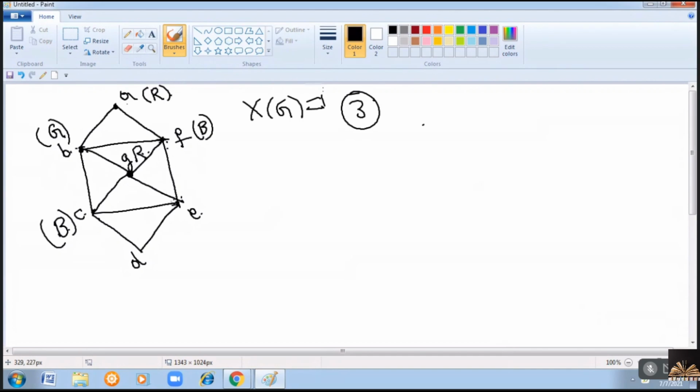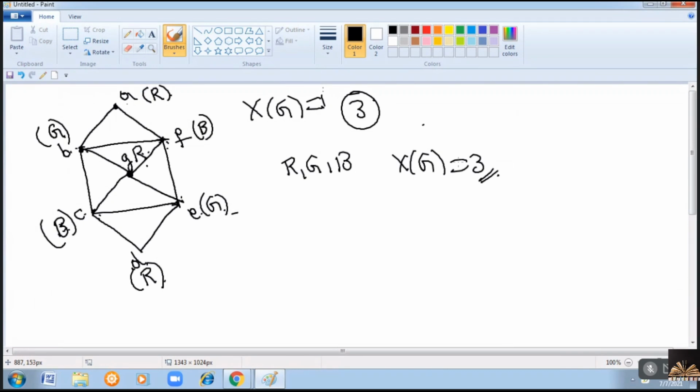Now, this E is adjacent to F, G and C. That means you cannot use blue or red. I can use green because it is not adjacent here. Now coming to D, as it is adjacent to blue and green, so you can color it with red. So when you observe this red, green and blue, the chromatic number is 3. 3 colors you have used to color this graph.